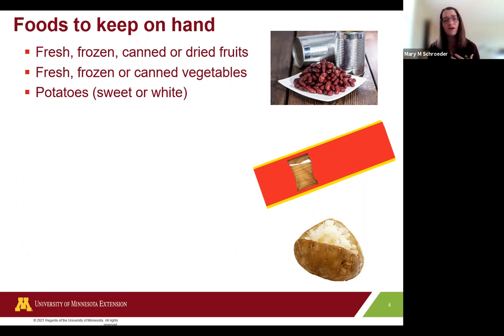A couple tips if you are using canned vegetables is that you can actually rinse them off, and that's going to get rid of some of that excess salt. So if you're trying to cut back on salt, just take your canned peas and put them in a strainer and then run some water over them, and that'll remove some of the salt.